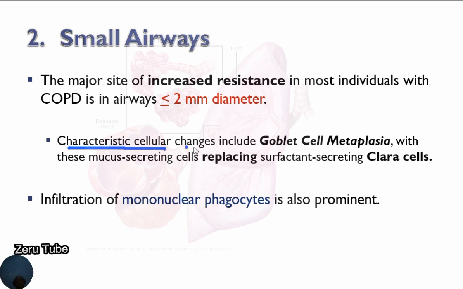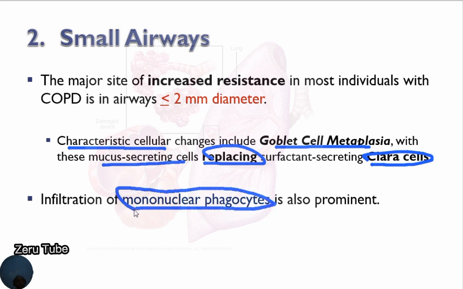Characteristically there are cellular changes with goblet cell metaplasia, with mucus secreting cells replacing surfactant secreting cells, which are Clara cells. Infiltration of mononuclear phagocytes is also prominent.